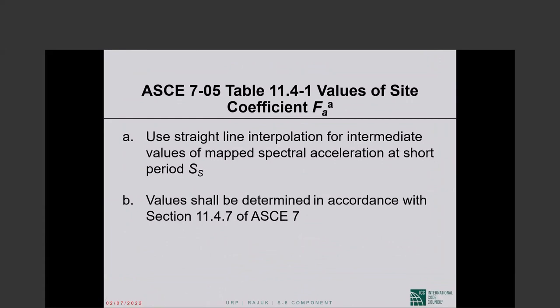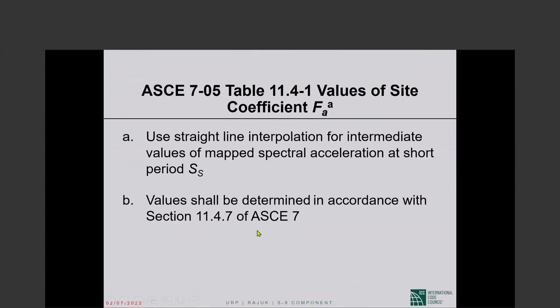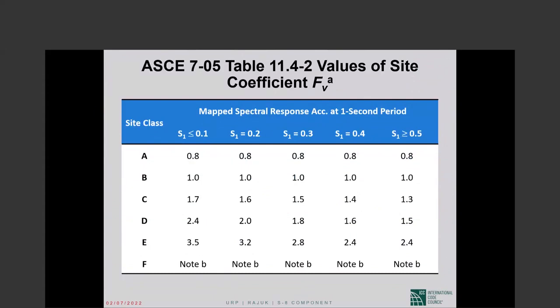Note B, very importantly, says values shall be determined in accordance with 11.4.7. So if you have the very soft soil, then you have to have site-specific analysis in accordance with section 11.4.7 of ASCE 7. These are the long period site coefficients F sub V. Again, benchmark site class B, all the coefficients are equal to 1. The coefficients are a function not only of the site class, but of the intensity of ground motion at the site, as you see here.